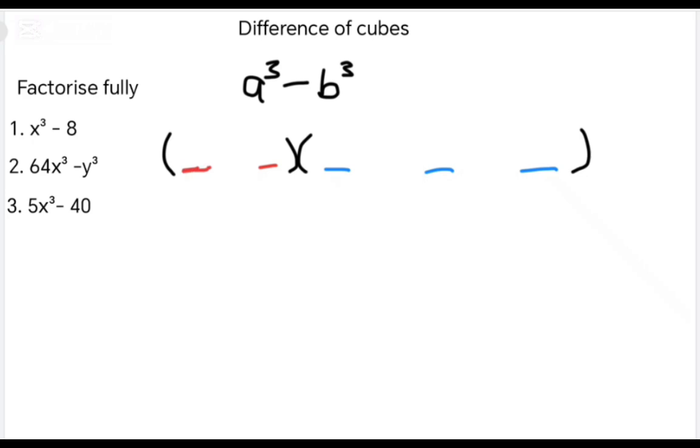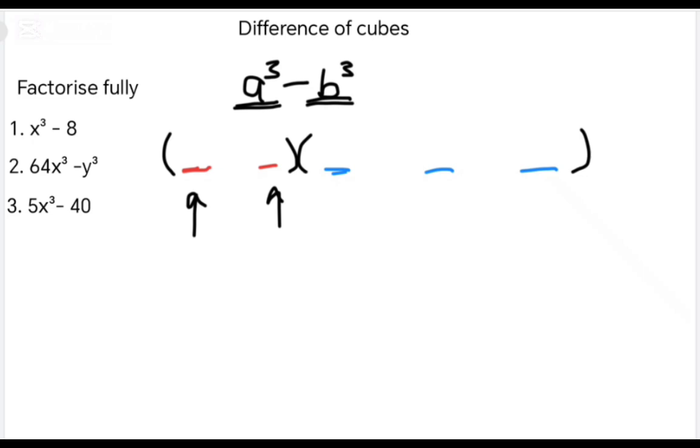Another thing you need to understand is what type of numbers are going to go in the first bracket and what type in the second. The first two numbers that are going to go in the first bracket are going to be the cube roots of these two numbers. Let me repeat that again. The first two numbers inside the first bracket are going to be the cube roots of these two numbers.